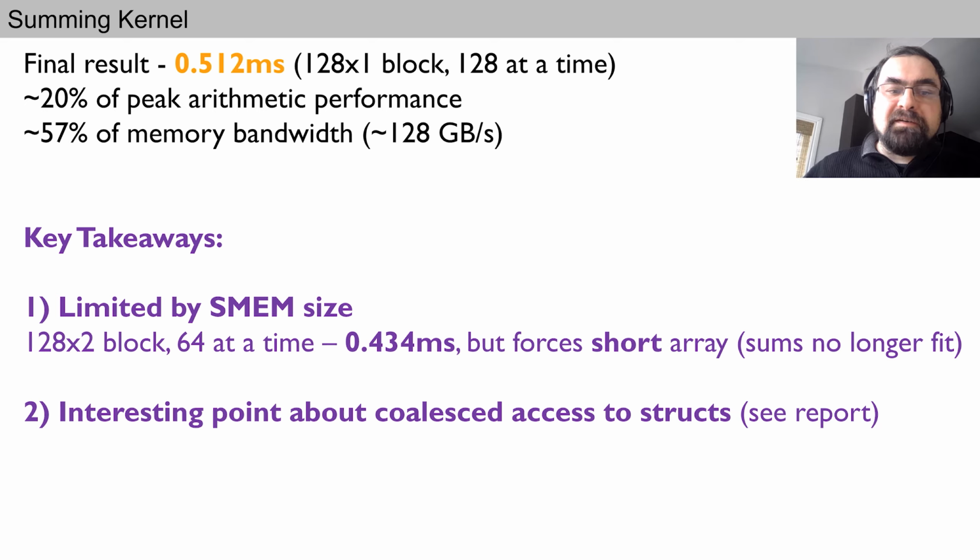We're only at about a fifth of the peak arithmetic performance, only at about a half of the peak memory bandwidth. So our limiting factor here was actually the shared memory size. In fact, if we go to a larger block size and read fewer pixels at a time, we can get the time down. But the problem is then we need to use shorts, and the sums no longer fit in the shorts, so we get the wrong results. The other interesting takeaway here is about coalesced access to structs, but that's in the report. We don't have enough time to go into this now.